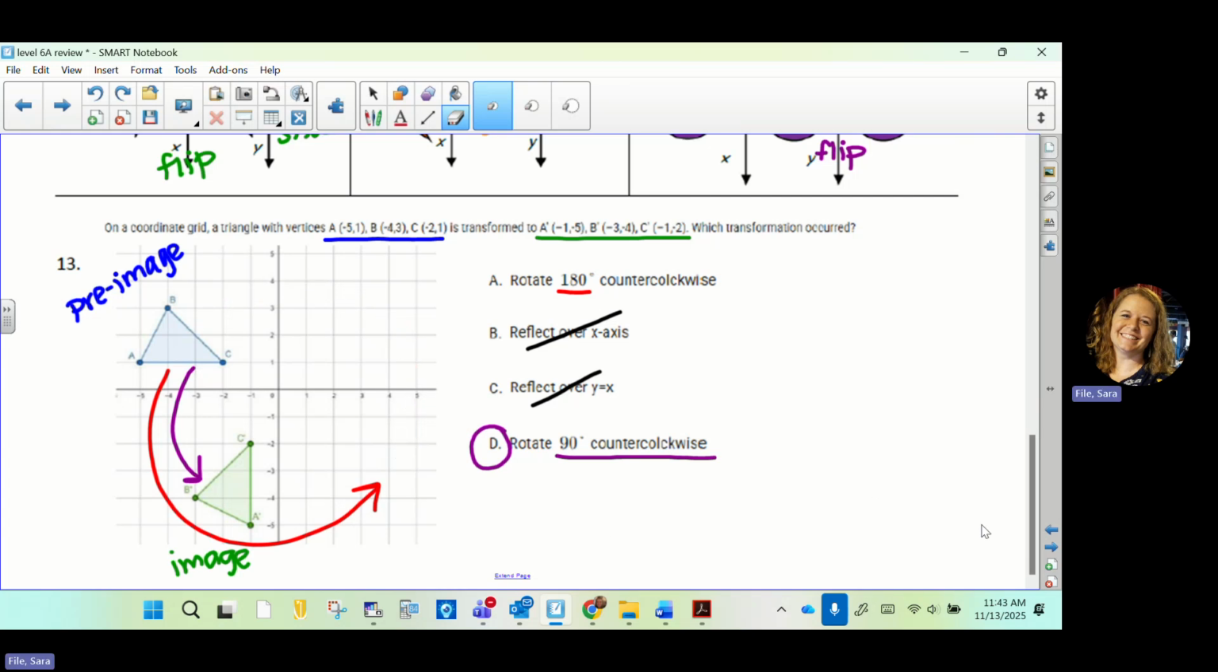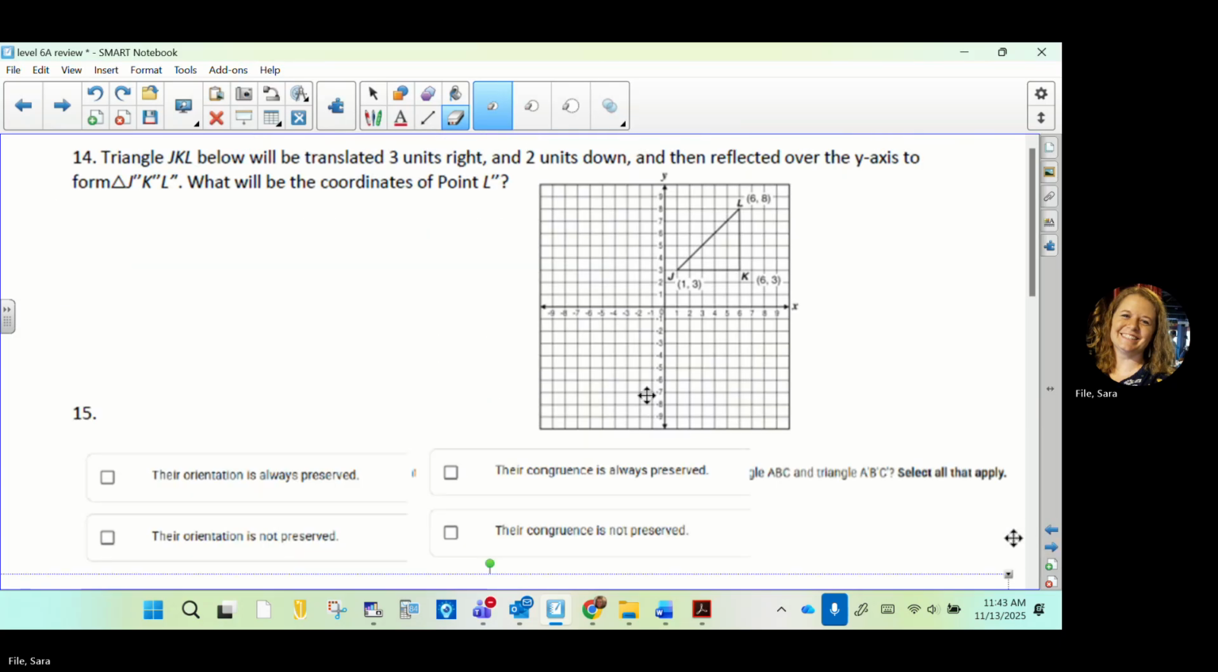All right, let's flip that page. Number 14, they give us triangle JLK. Now this is the one I mentioned, the paper version that I printed for you. The values here were different than the question in Aware. So I have fixed them on mine. So this reads different than yours.